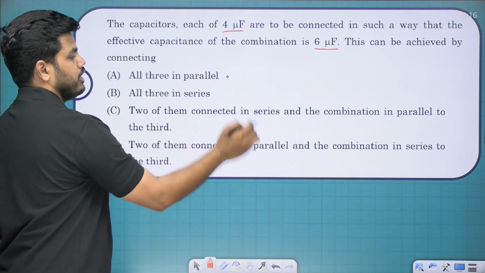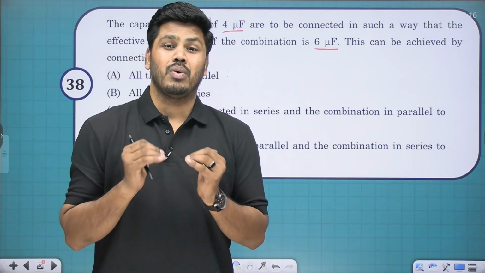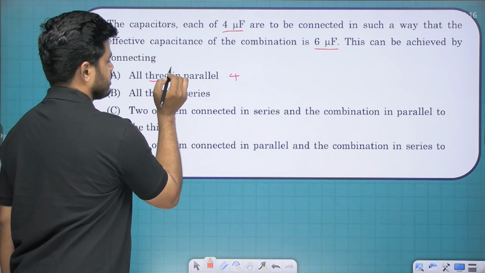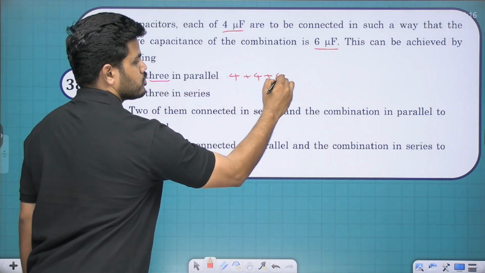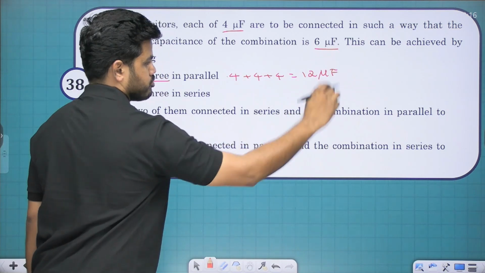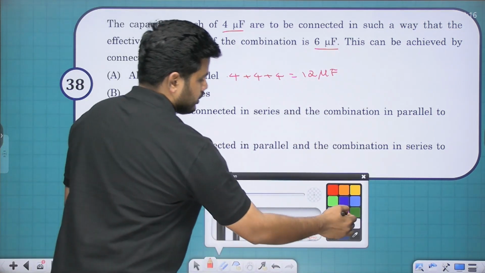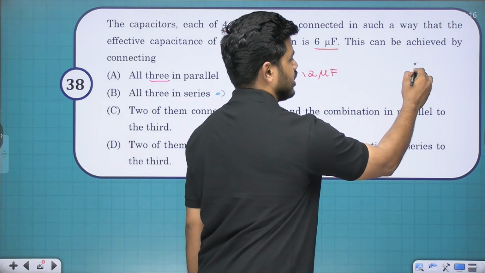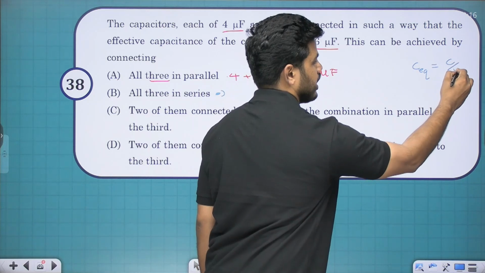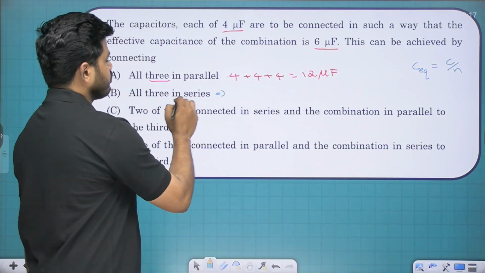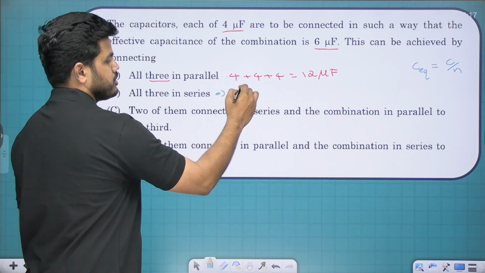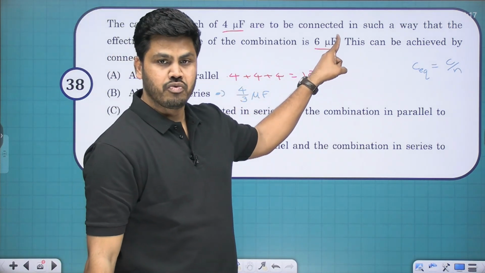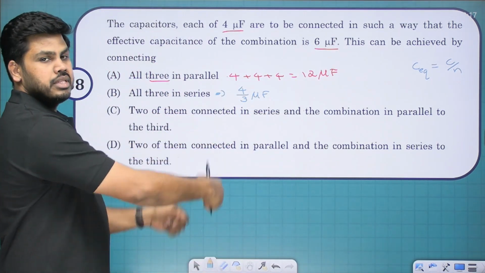See, all three in parallel. When capacitors are connected in parallel, we know equivalent capacitance is the sum of the capacitances. So with 3 capacitors in parallel, 4 plus 4 plus 4 is going to be 12 microfarad, that is not the option. No, that is not possible. We need 6 only. Then all in series. We know identical capacitors in series: C equivalent is going to be C by N. If you connect 3 of them in series, it is going to be 4 divided by 3 microfarad. That is also not true because we are looking for 6 microfarad as a combination. Now, either of the remaining two can be the answer, right?